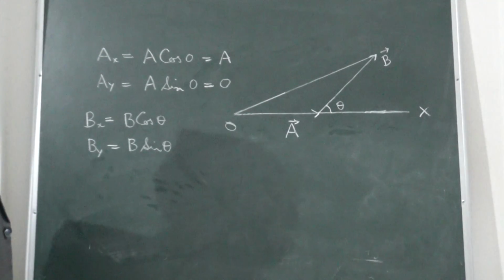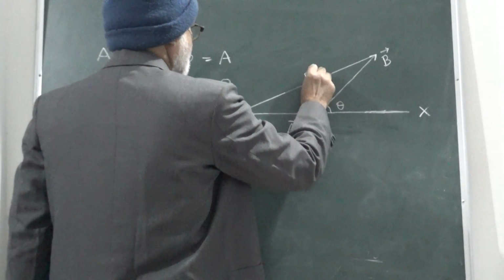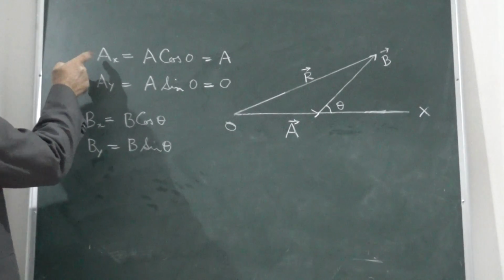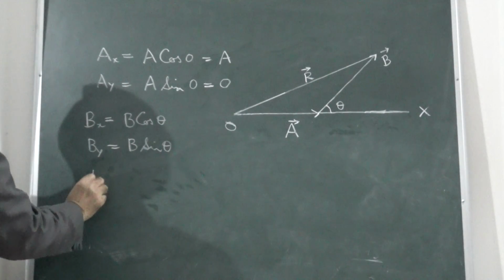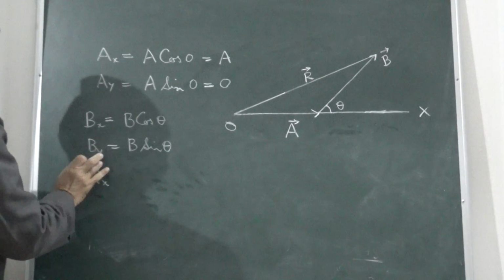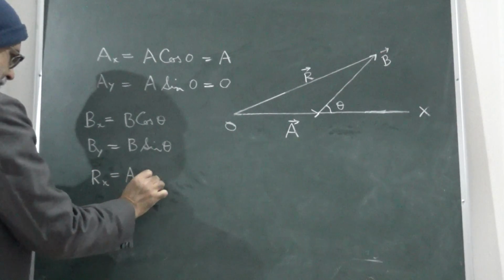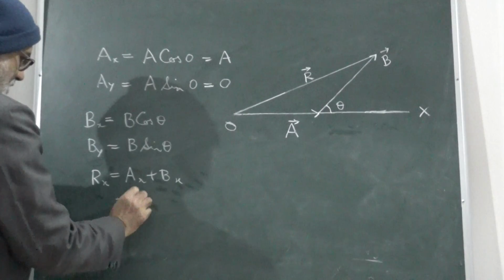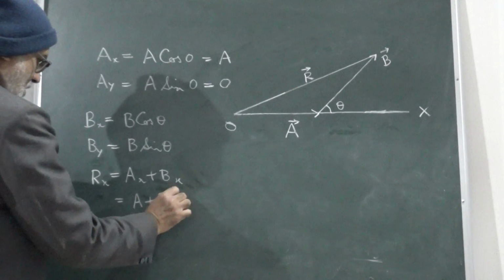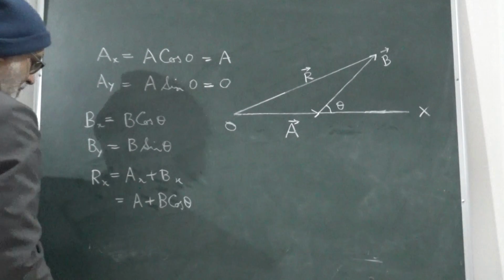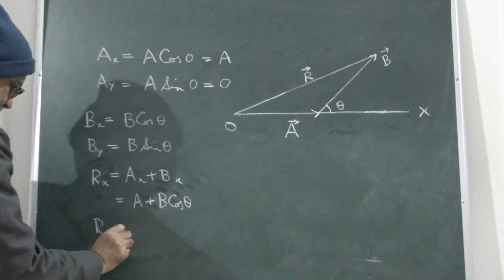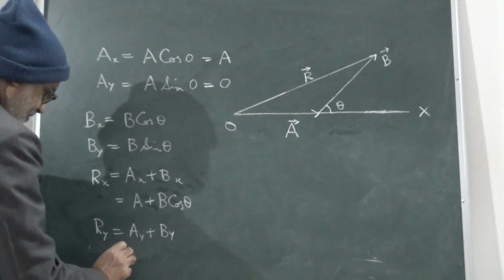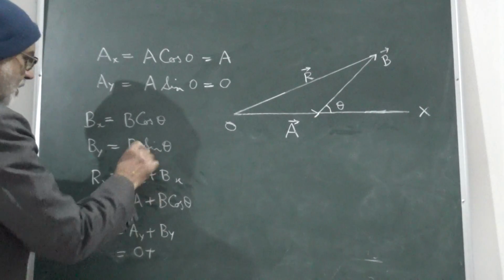Now this is the resultant. The x component of the resultant will be the x component of A plus the x component of B. So Rx is equal to Ax plus Bx, where Ax is equal to A and Bx is B cos theta. And Ry is Ay plus By, where Ay is 0 and By is B sin theta.